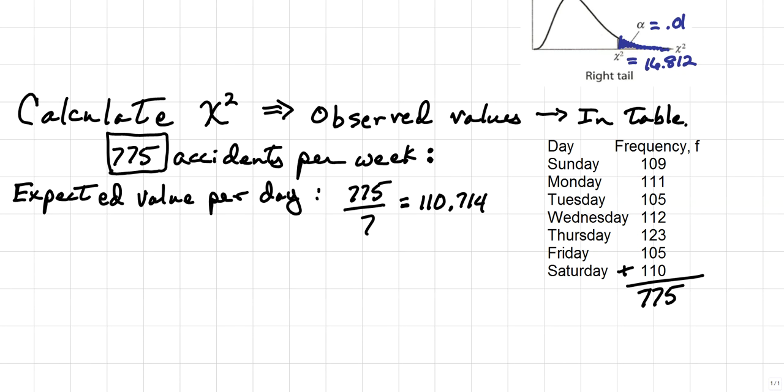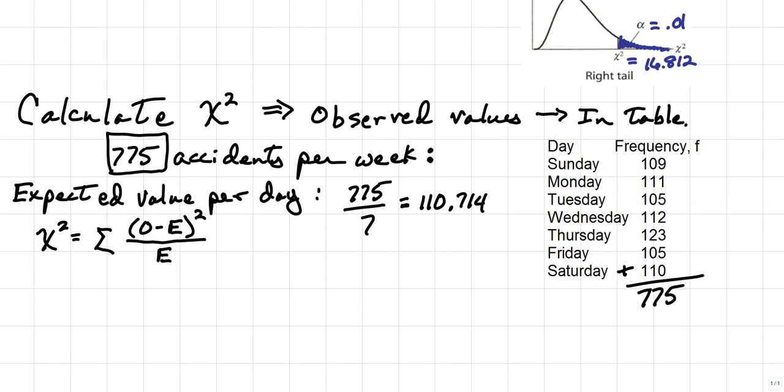Alright, now that we've done that, we can go ahead and calculate the chi-square statistic. This is the formula for the chi-square statistic: the summation of the difference between the observed and the expected, squared, divided by the expected. But we're going to use technology. We'll use StatCrunch to calculate this chi-square value.